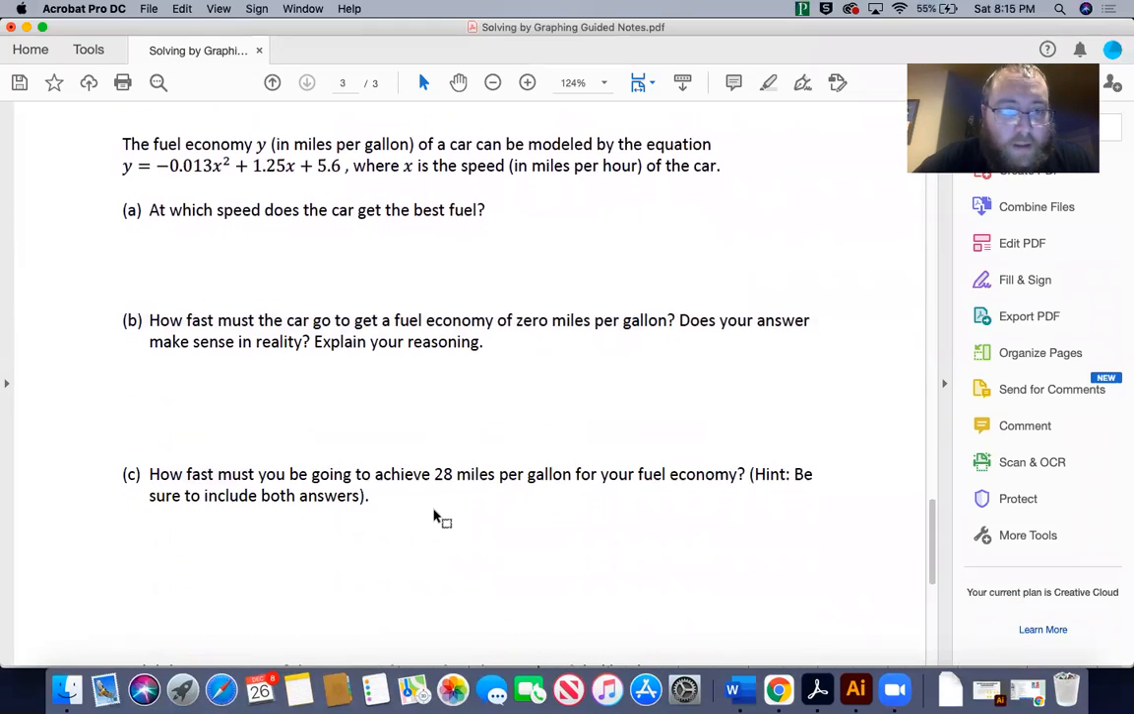Okay, here's a good one. The fuel economy, Y in miles per gallon. So the up and down value now is the fuel economy, the miles per gallon that you get in a car, can be modeled by this equation here. Y equals negative 0.013x squared plus 1.25x plus 5.6, where x is the speed in miles per hour. So our left and right, x, is our speed. Up and down, the Y value, is our fuel economy, our miles per gallon. The x value is miles per hour.